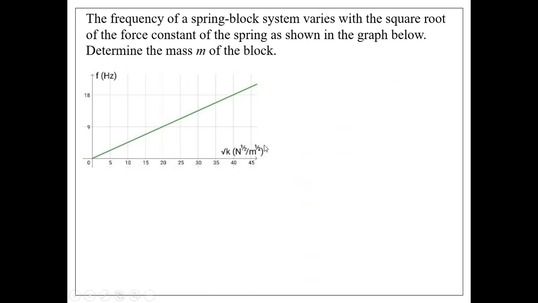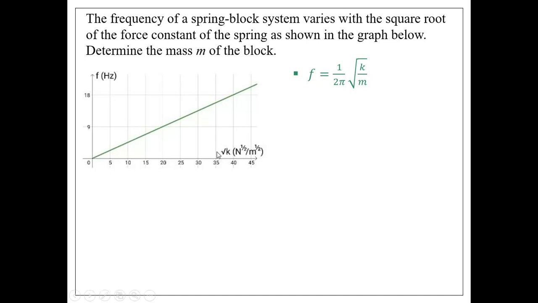Alright, so here goes the second one. The second one gives you a frequency versus radical k graph, right? And it wants you to find the mass. So once again, I'm just going to start with the same function here. I'm starting with this function because the vertical axis here is f, right? So why not start with the function that gives you a lot of the information already?